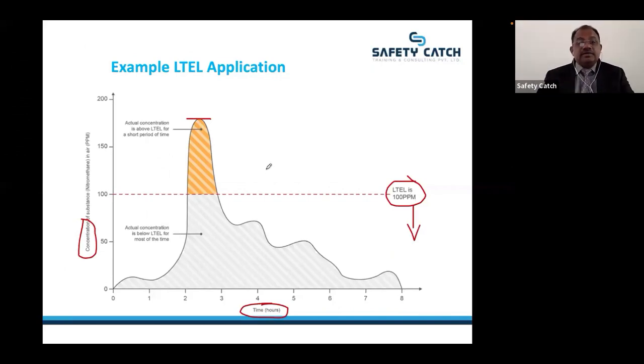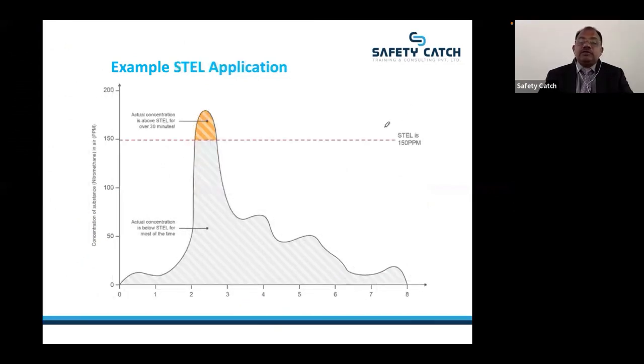So from an LTEL point of view, there was no issue. But what is the STEL? We have to check. When we map it, the STEL is 150 ppm. So for about 30 minutes, the STEL is violated. So there is an issue here. We have to investigate. Why? Because for more than 15 minutes, up to 30 minutes, it went to 170, sorry, up to 175 ppm. More than 30 minutes, it was violating the STEL. So this is not acceptable.